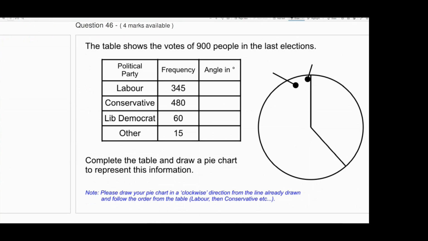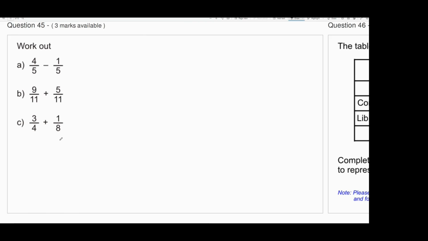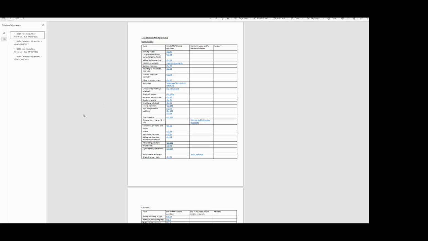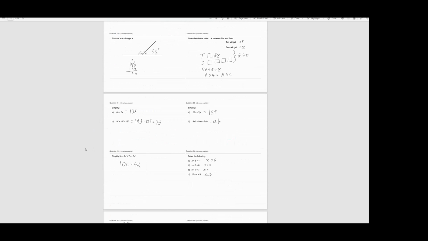Okay, so we've just got a couple more. These are all pie charts. There's some fraction questions here, but I think you're okay with those. So you can try that on Teams. I put all these questions on the Teams for you, and the answers are in there as well. So let me just get it. So I put this document here on the Teams. Just let it load for a sec. There you go. And all the questions are here, and all the answers as well. So you can use that to check.